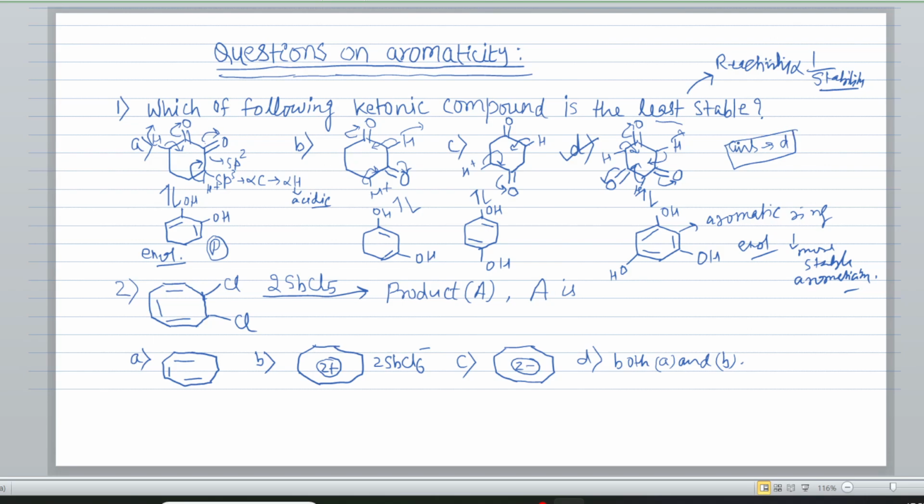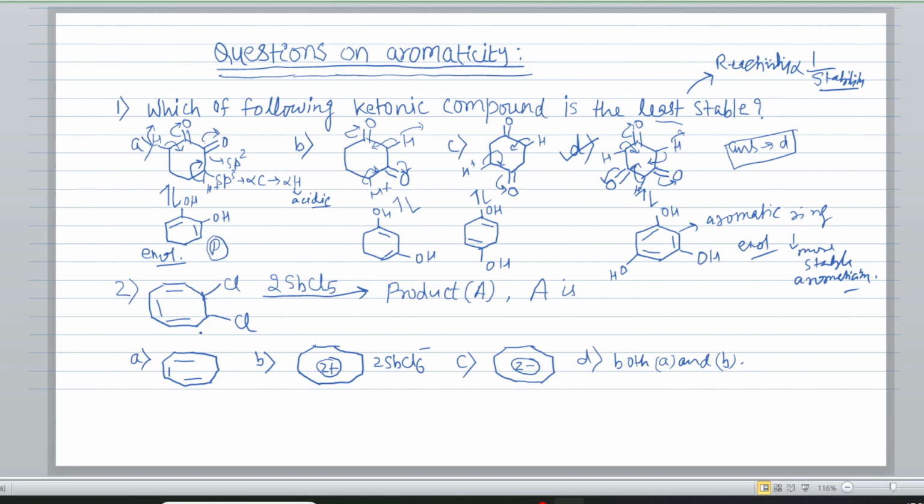I hope this keto-enol tautomerism will help us to determine which of the following molecule is least stable and the final answer we have obtained on the basis of aromaticity. So here it is additive concept of aromaticity as well as tautomerism.